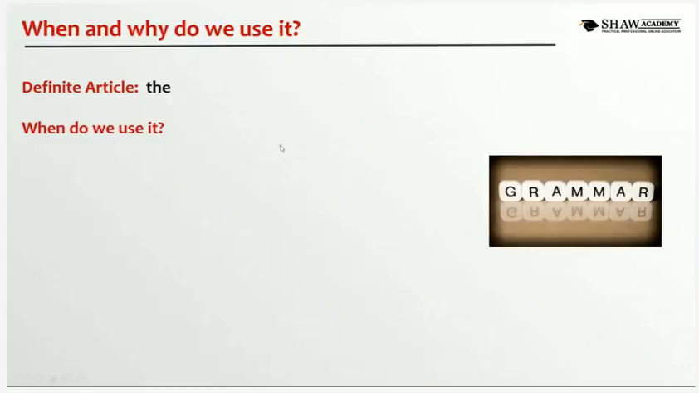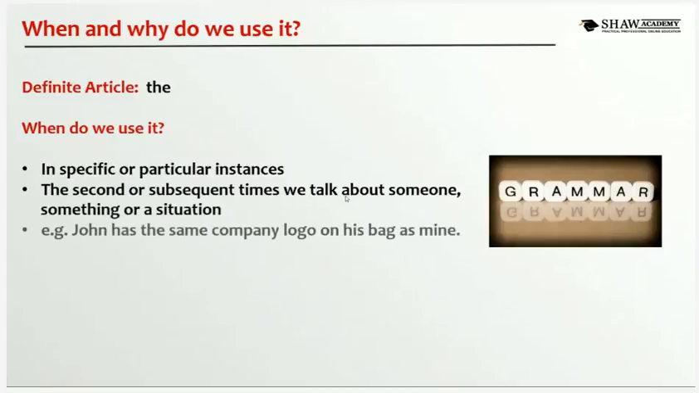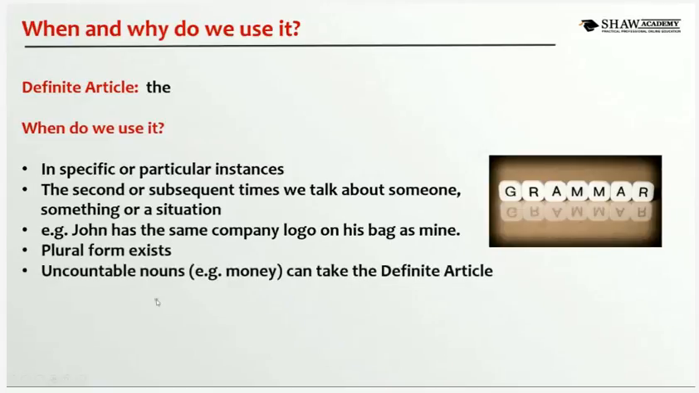So the definite article, when do we use it? So as many of you said, in specific or particular instances or cases, the second or subsequent time we talk about someone, something, or a situation. So example, John has the same company logo on his bag as mine. So let's say he has a bag and it has the name of a company. So it's the same, so it's a specific context. The plural form does exist, so you can say the companies. And uncountable nouns, example, money. So nouns you can't count, they can take the definite article.